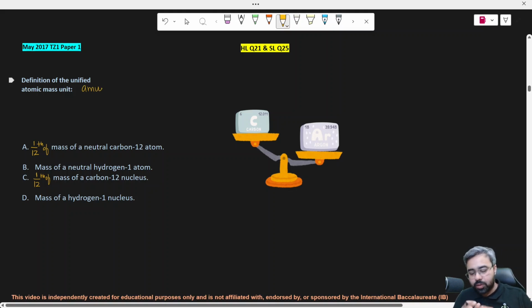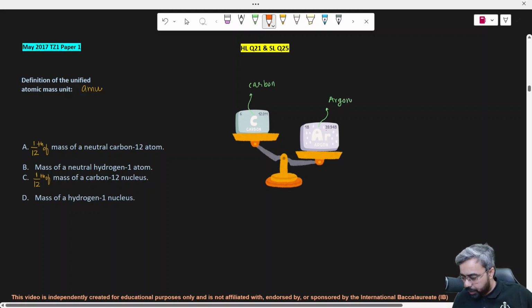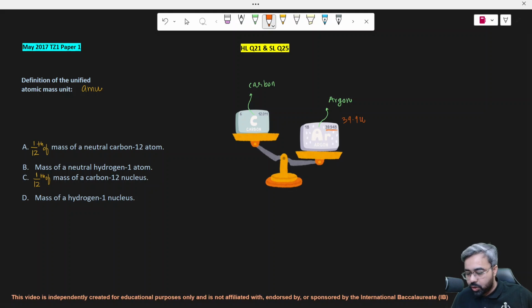So in this question, we are dealing with that thing actually. In this diagram, you see, on one side of the balance we have a carbon, and on the other side we have an argon. Argon is almost 3.3 times heavier, which is basically 39.9 U. U is an atomic mass unit, which we also write like this.